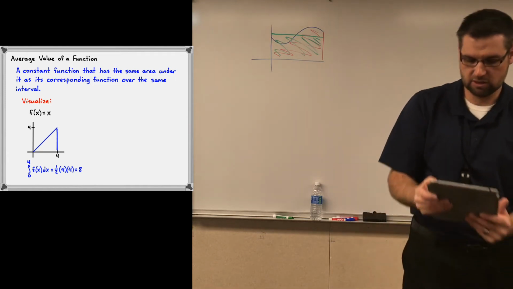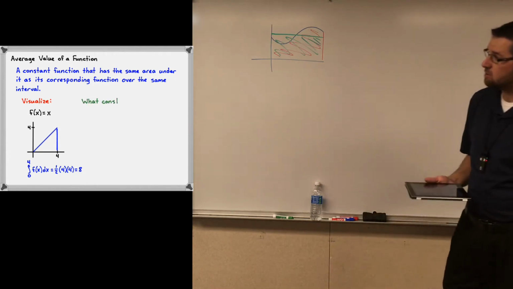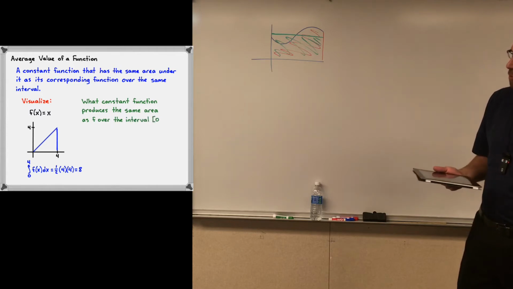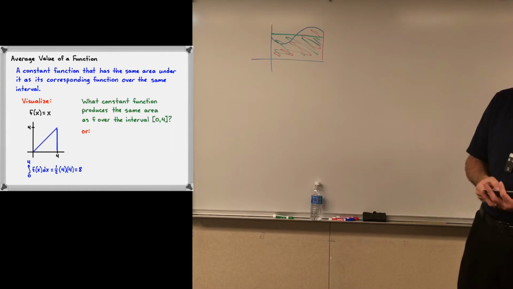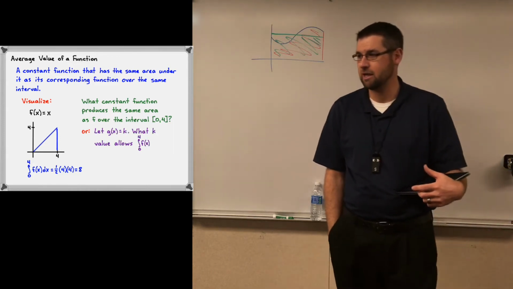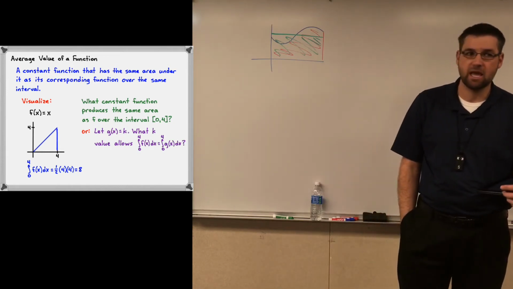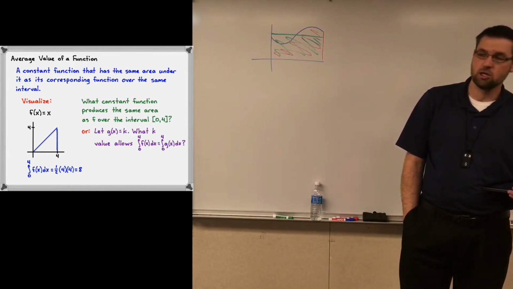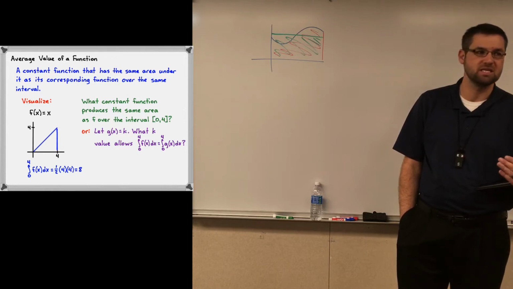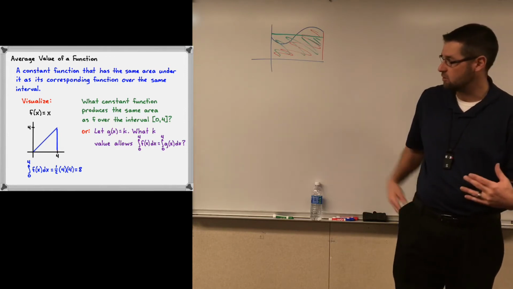Okay, so I know this is wordy, but this is going to help you out hopefully later on. What I'm asking for is a constant function that produces the same area as f. The way I'm going to write this is g of x equals k. What does that mean? k is a constant. So our goal is to figure out what that constant is. We're looking for a function that has a constant and produces the same integral value. That's what that's saying right there.